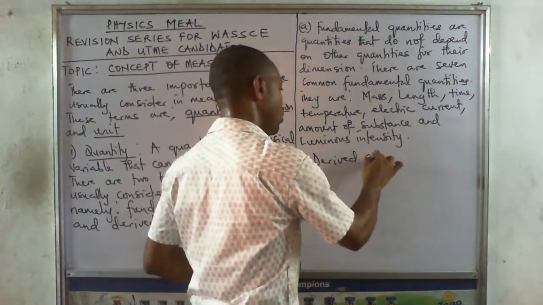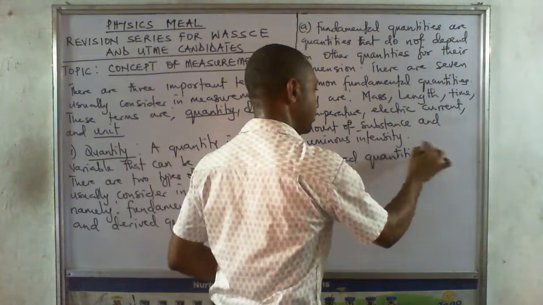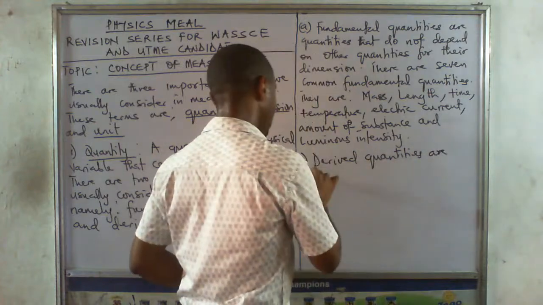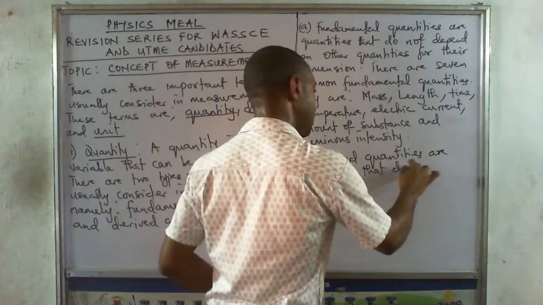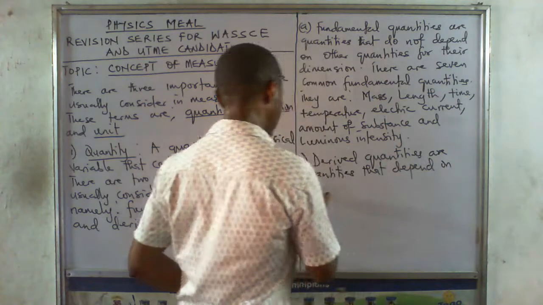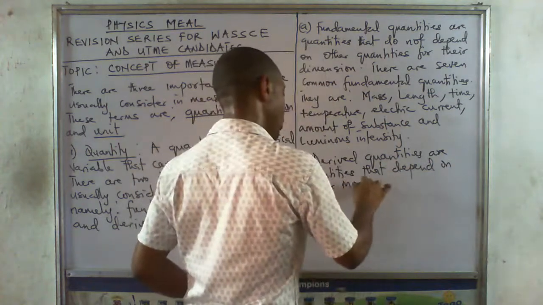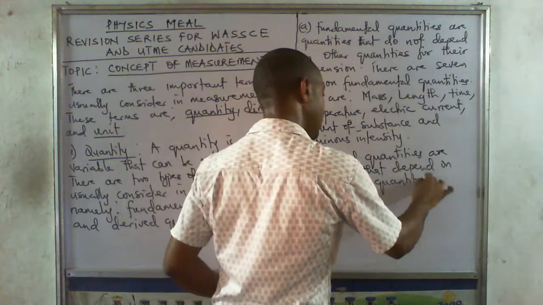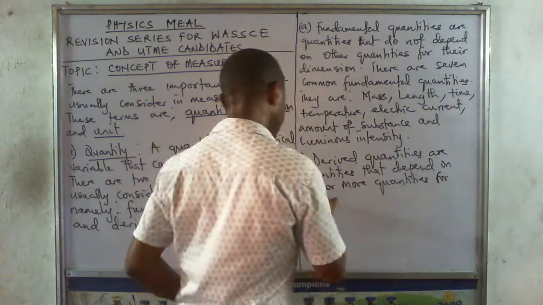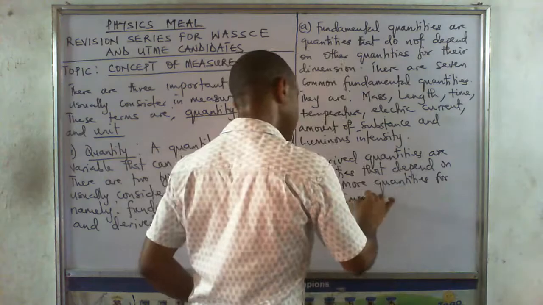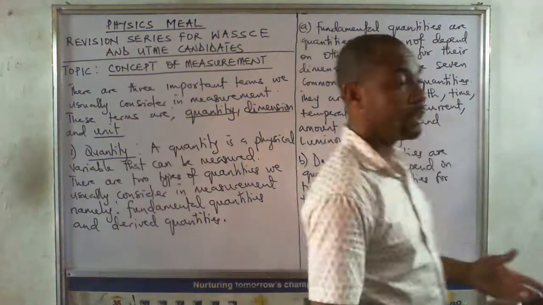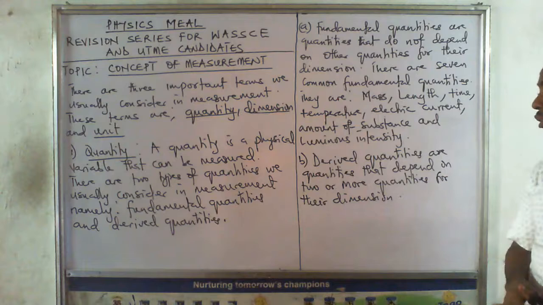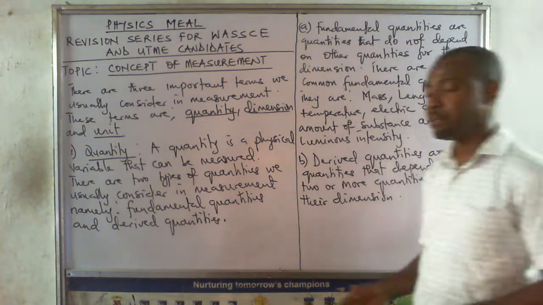Then on the other hand, derived quantities are quantities that depend on two or more quantities for their dimension. So any quantity that depends on other quantities for its dimension, that quantity is what? A derived quantity. There are so many of them.